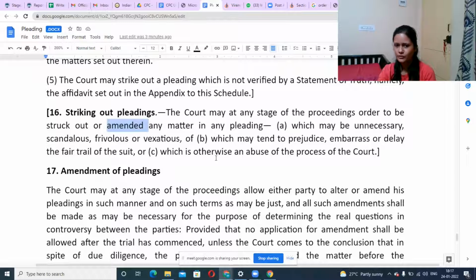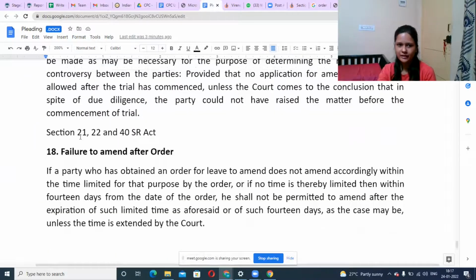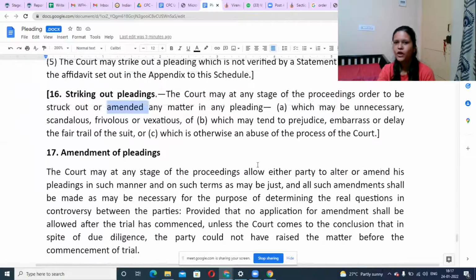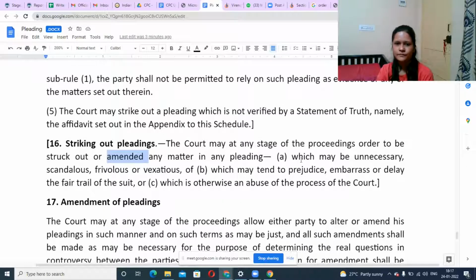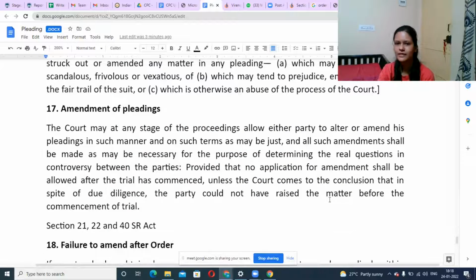We usually get provisions for this in the Specific Relief Act. Many times there are mentions like sections 21, 22, 40 of the Specific Relief Act. It talks about the power of the court to ask for changes in the pleading as well. If there are some unnecessary things, the court may ask that you remove them. There are certain things which would hamper a fair trial of the suit, and the court may ask to remove those. Otherwise, if it is some sort of abuse of the process of court, then the court also asks that you remove certain points or make certain changes.